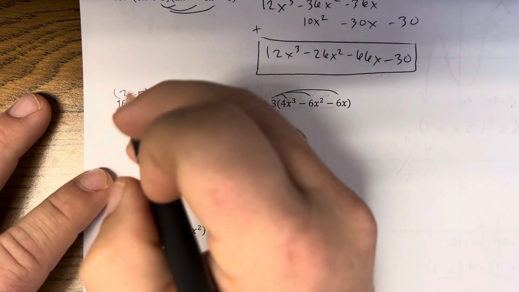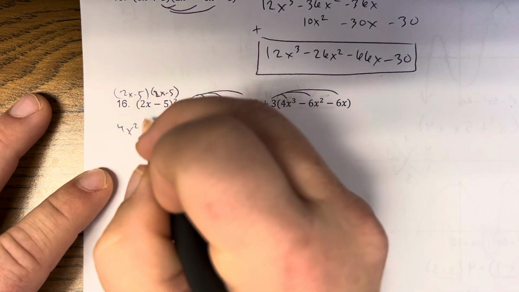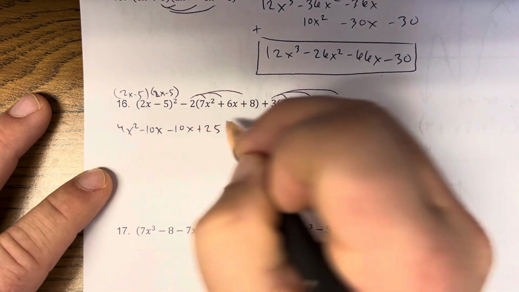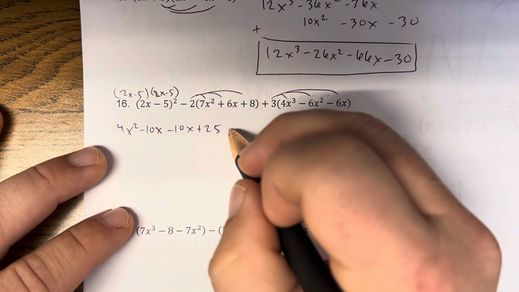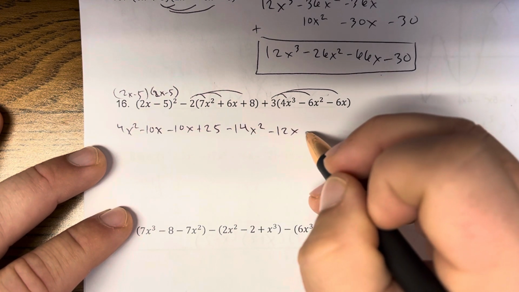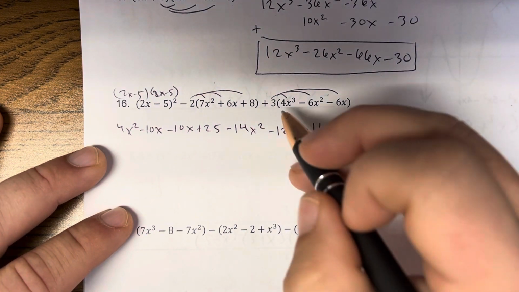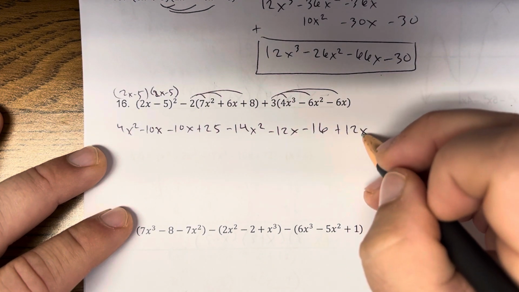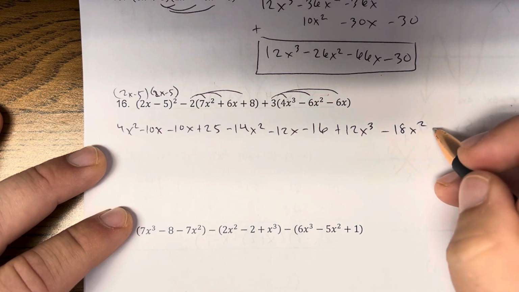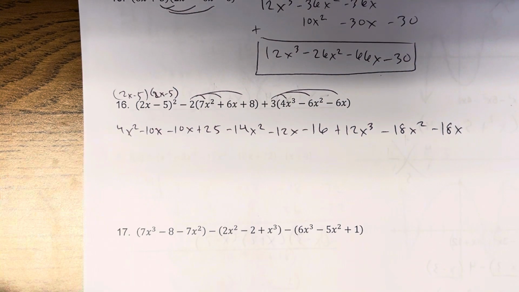So with the FOIL, that's going to become 4x squared minus 10x plus 25. With the negative 2 being distributed, we've got negative 14x squared, negative 12x, and negative 16. And then distributing the 3, we've got plus 12x cubed minus 18x squared, and minus 18x. And then we'll combine like terms.